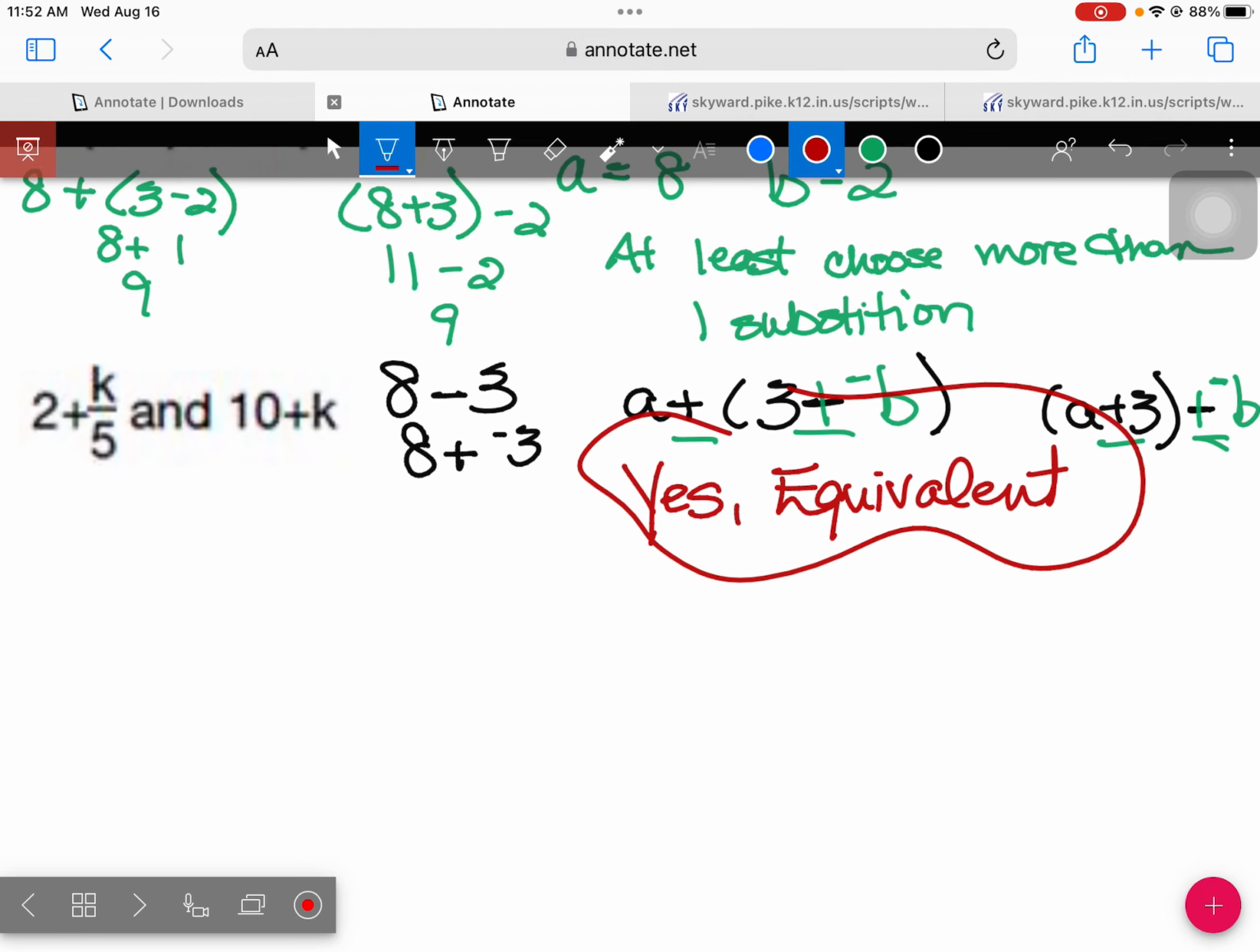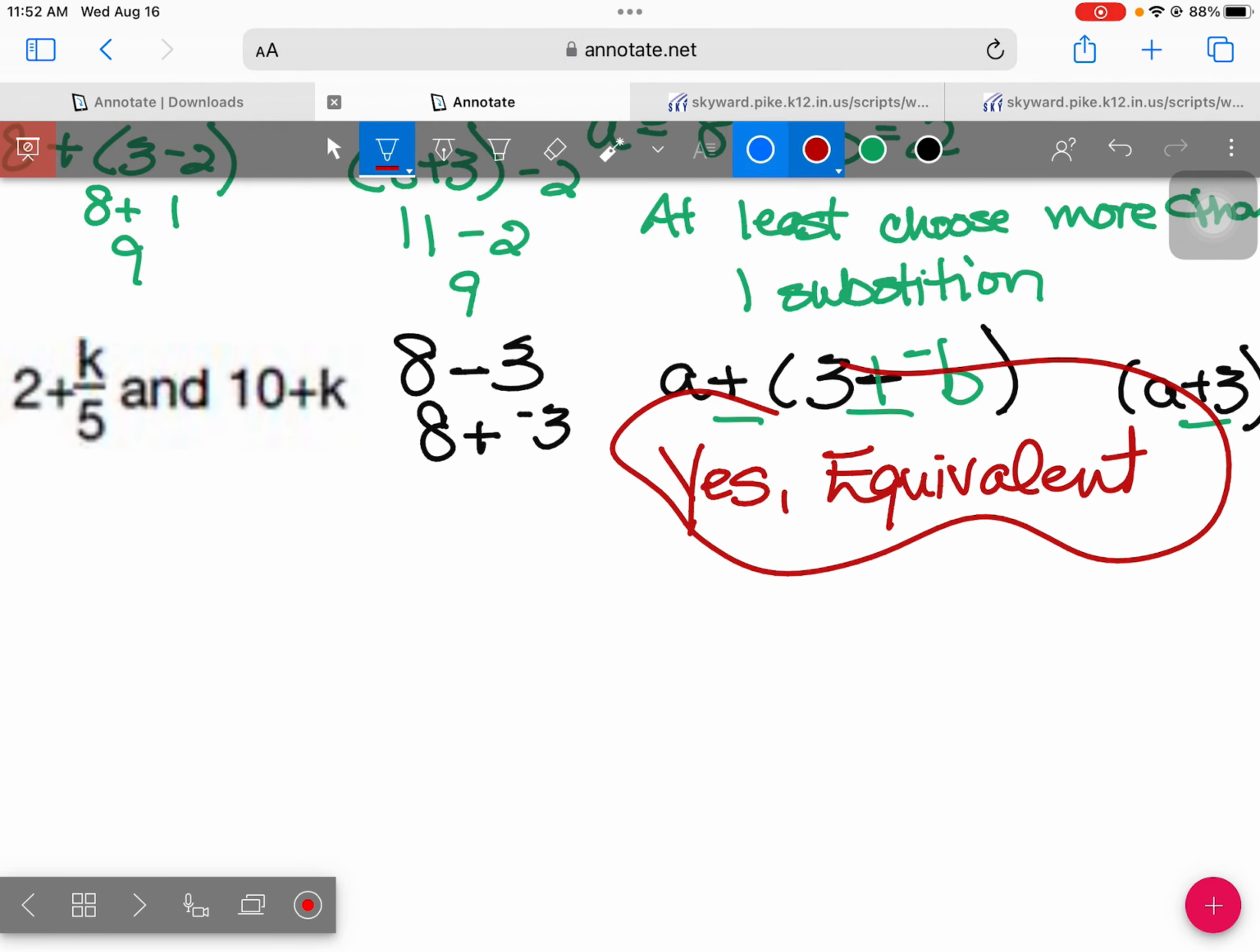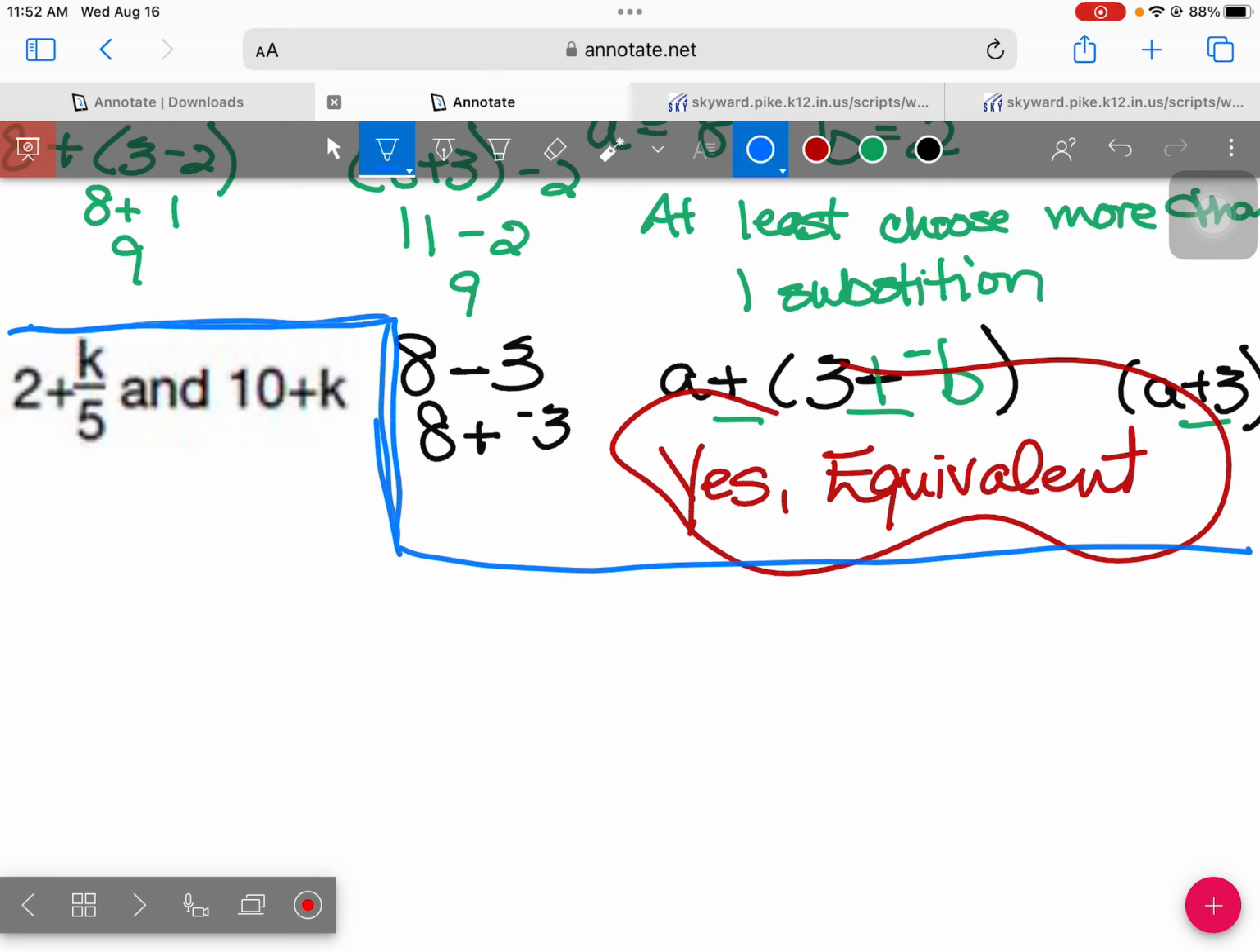2 plus k divided by 5 and 10 plus k. And you've got to be able to back up your answer. You can't just say, well, yeah. Well, no. So what do we think? Equivalent or not? Not equivalent? Anyone say yes? How do you know? What did you do? I did the substitute again.